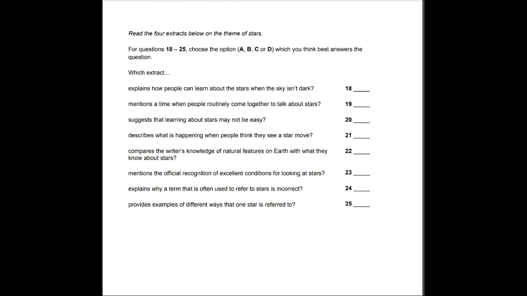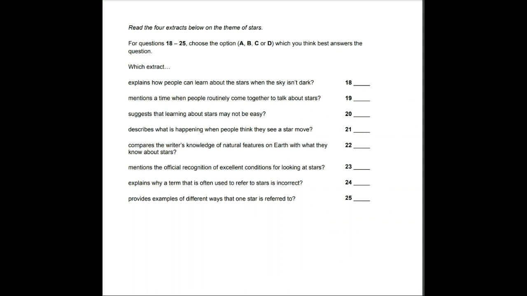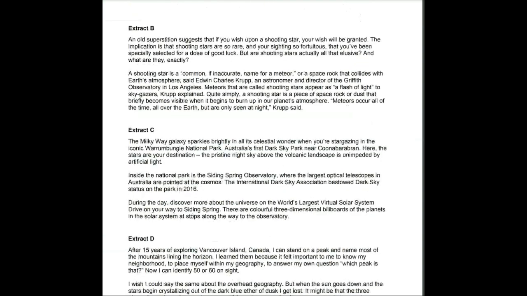So coming back up to the first statement, question 18. It says, we're looking for the extract which best explains how people can learn about the stars when the sky isn't dark. So remember, if we scroll back to our extracts, we're looking for the best answer for observation. So how can we see the stars when it's not dark? And the best place to do that, talking about location, would be here in extract C with the observatories. And it does really discuss stargazing.